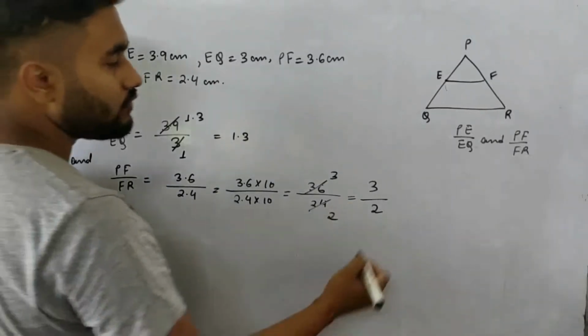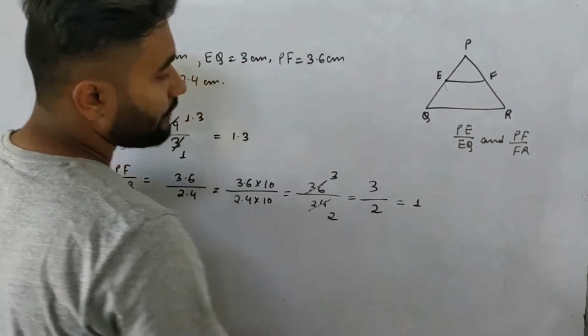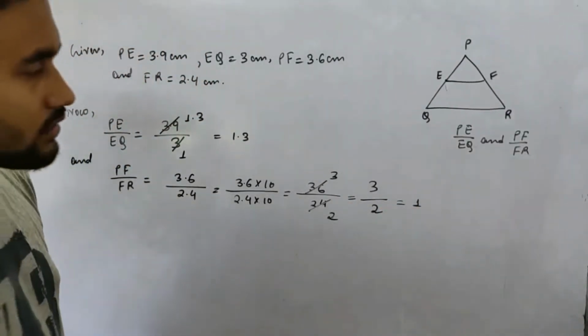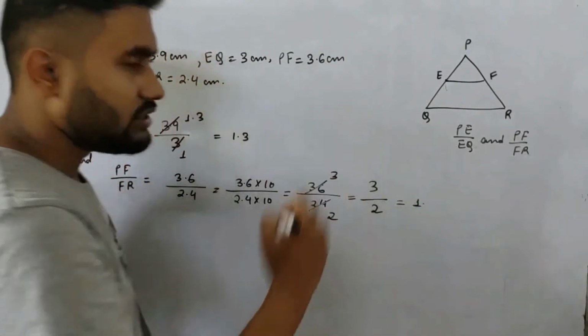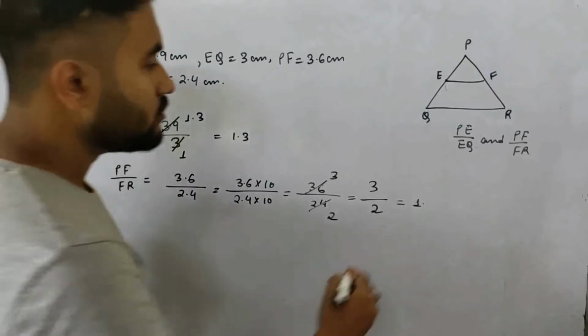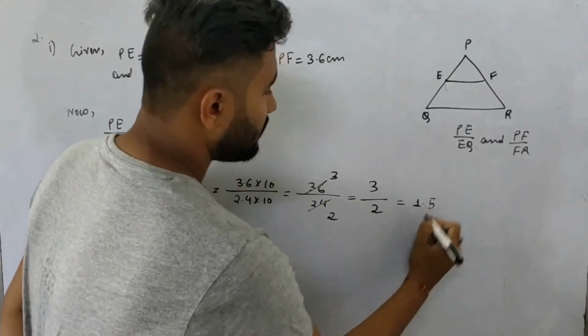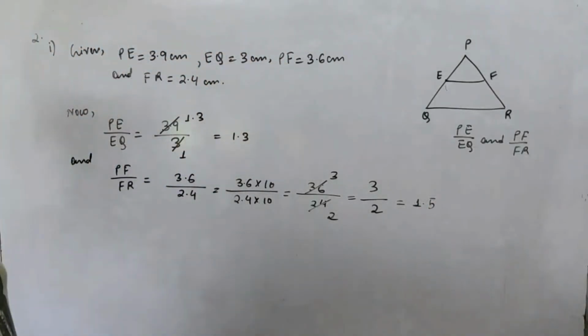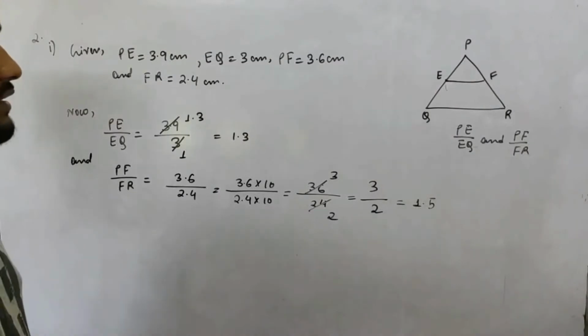So what is 3 by 2 if I divide? 3 1s are 3, remainder is 1. So the point, so 1 0 will come. So that number will become what? 1 and 0, 10. So 2 5s are 10. 2 1s are 2, 3 and 1.5. Okay.